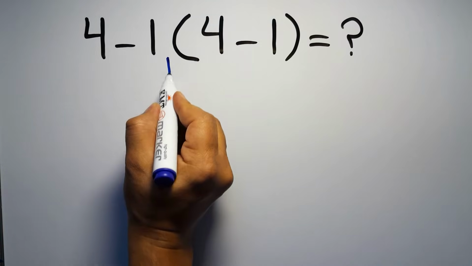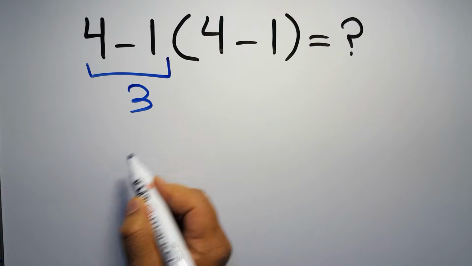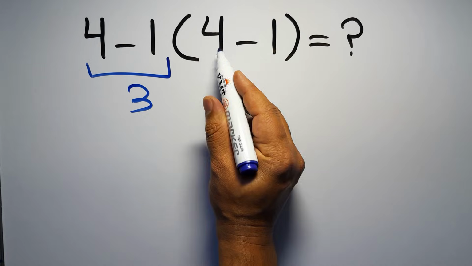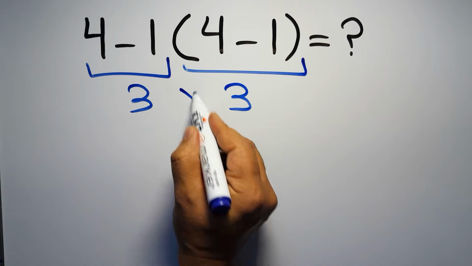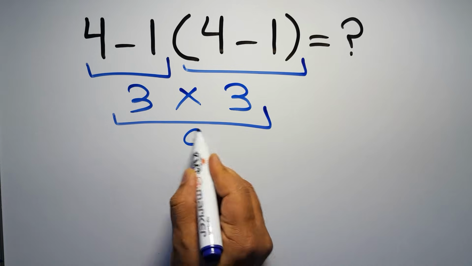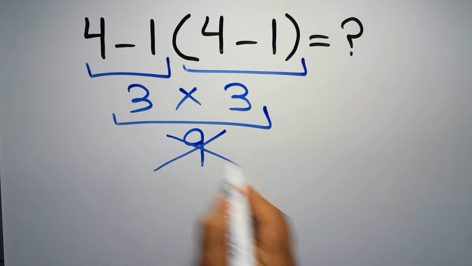4 minus 1 equals 3. And again here inside this parenthesis we have 4 minus 1. So 3 times 3 gives us 9. But this answer is not correct.